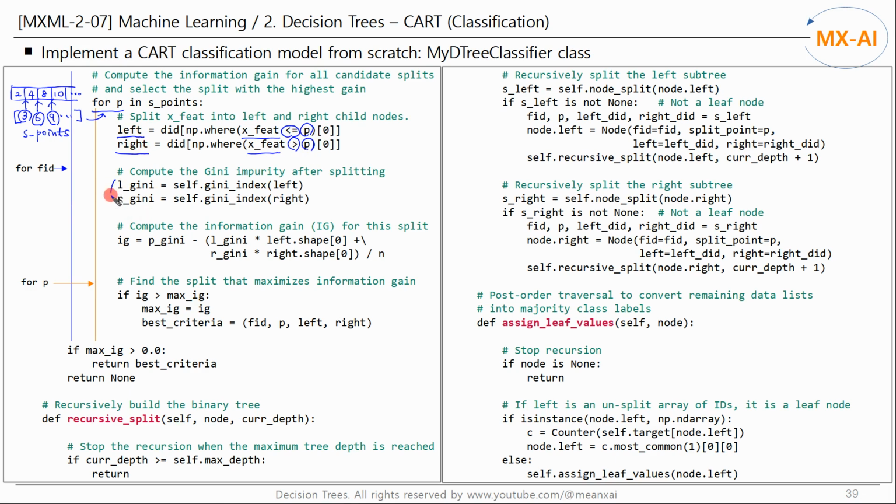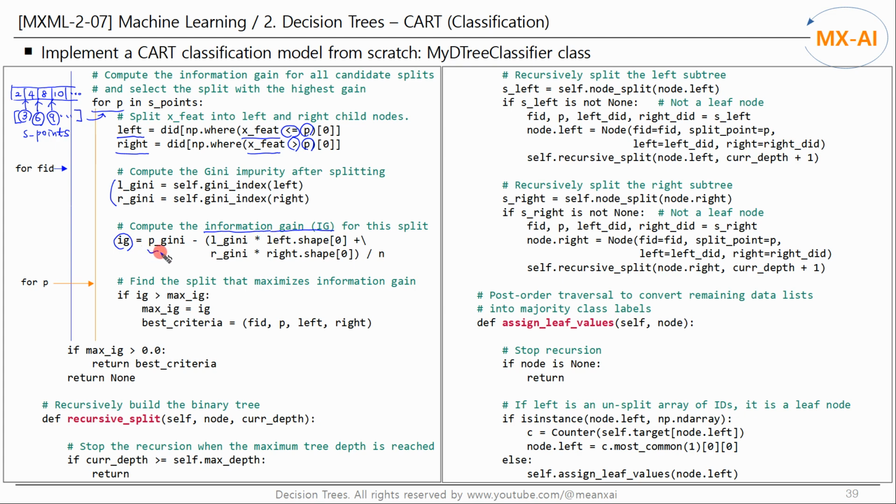Next, we calculate the Gini indices of the left and right child nodes, and then calculate the information gain for this split. Technically, though, information gain refers to entropy-based measures. When using the Gini index, the more accurate terms are Gini gain or Gini impurity reduction. For simplicity, we'll use the term information gain in a broader sense.